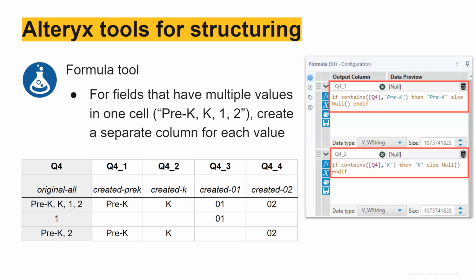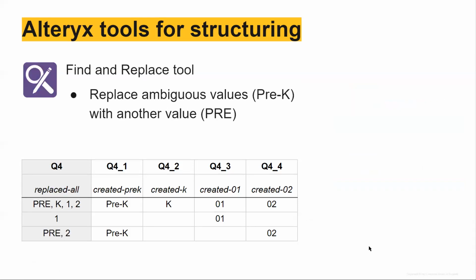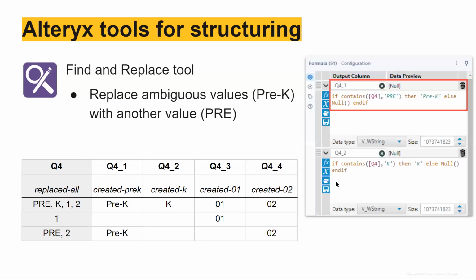So I'll tell you, in Alteryx, there are a dozen different ways to do anything. So probably if someone else encountered this problem, they might come up with a different solution. But this is the solution that we came up with, which is we used a find and replace tool, which will find a particular string and replace it with a different string. So we said, anytime in the data you see a pre-K, replace it with pre. And that resolved the ambiguity because it didn't have a K in it. And then we rewrote our formula. So it said, if you see a pre in the original data, then populate the pre-K column.